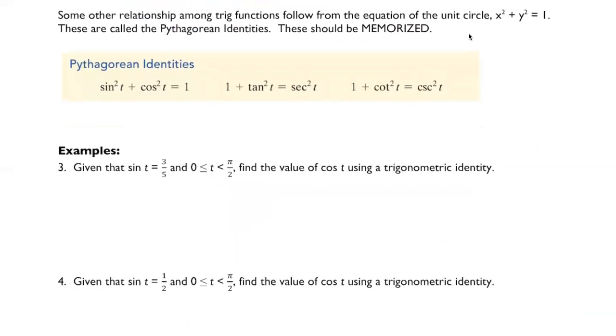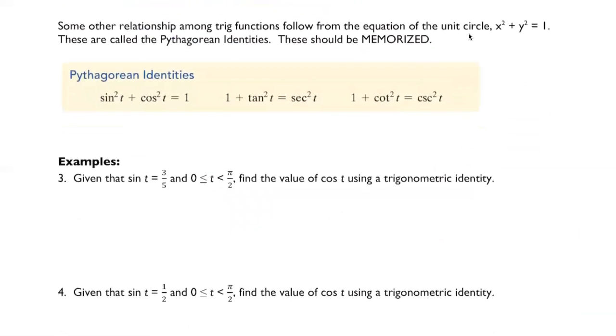Okay. There are some other trigonometric relationships that we will need to know as well. These are the 3 Pythagorean identities, and these are very, very important. These come up a lot. These are probably the identities we use the most in calculus, okay? These come from the equation of the unit circle, which is x squared plus y squared equals 1. So if x is equal to cosine and y is equal to sine, then we get that sine squared of t plus cosine squared of t is equal to 1.